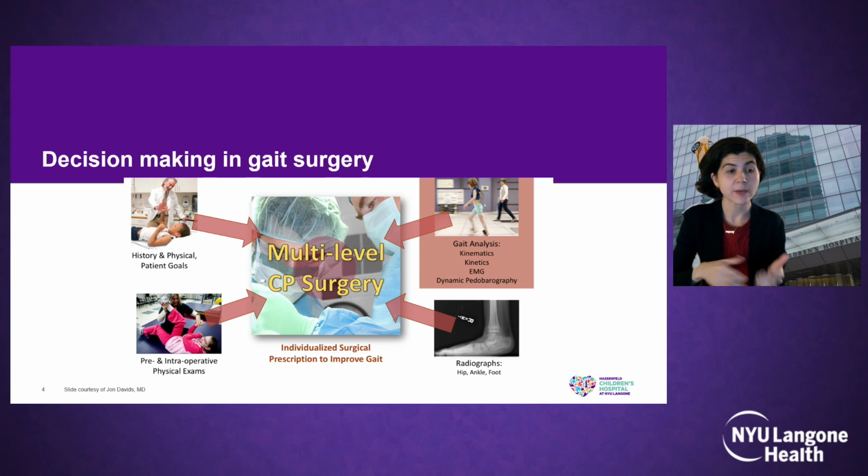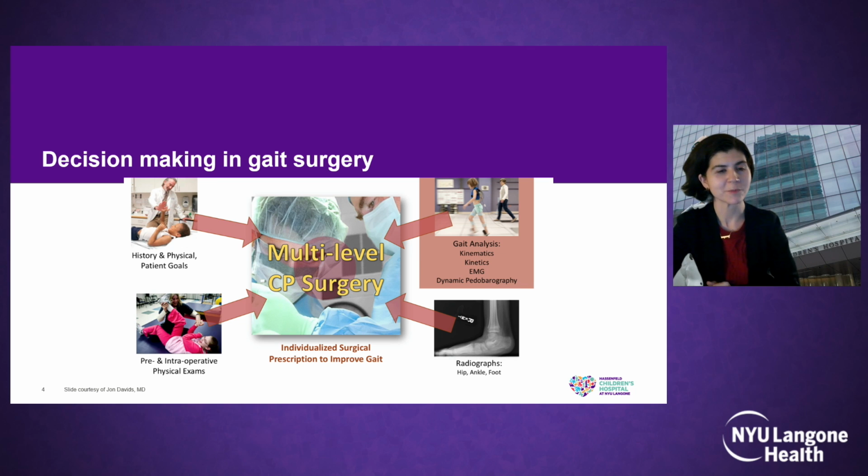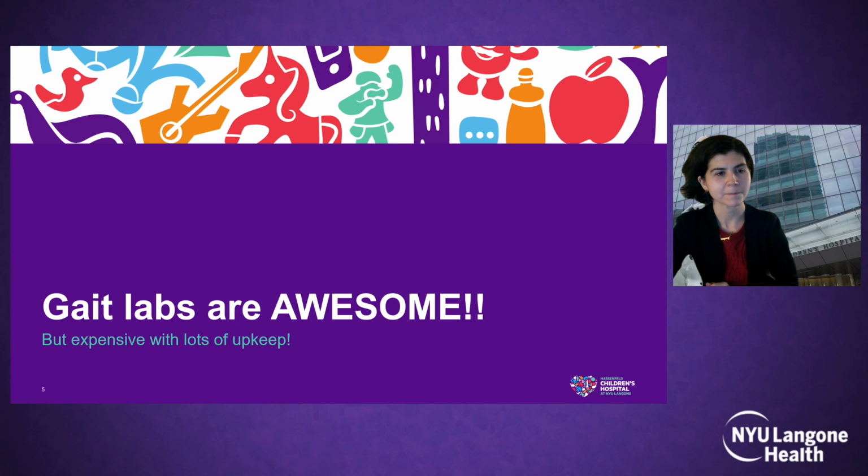It's important to do a pre and intraoperative physical exam, to look at radiographs of the hip, the ankle, and the foot, depending on the areas of particular concern, and also to perform a gait analysis. Now, a formal gait analysis takes into account not only visual gait analysis, but kinematics, kinetics, EMG, dynamic pedobarograph, and all of these come together to really allow you to create an individualized surgical prescription to improve the gait. And a thank you to John Davids, from whom this slide is borrowed.